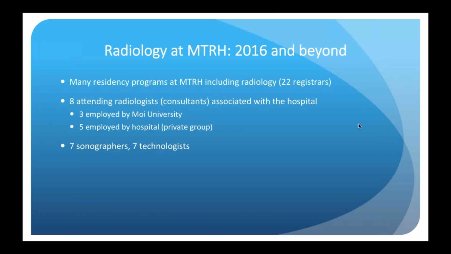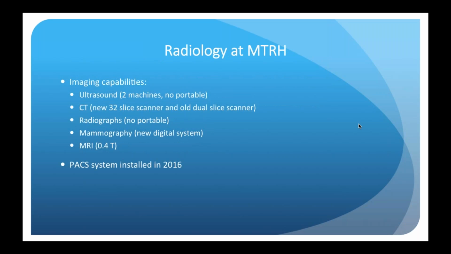By 2016, there were actually 8 attending radiologists associated with the hospital, 3 that were employed by the university and 5 employed by a private group. And they had multiple sonographers and technologists that worked in their department at that point. They have ultrasound capabilities with very talented sonographers that regularly provide interpretations of ultrasound. They have 2 CTs now, a new 32-slice scanner that actually does beautiful imaging, and an older scanner that they use for emergency room type cases.